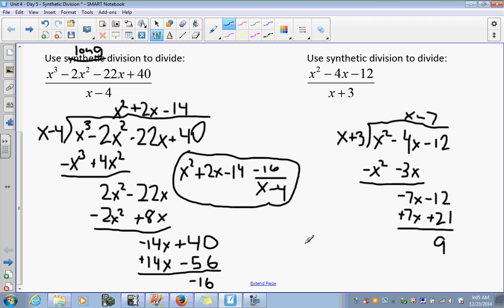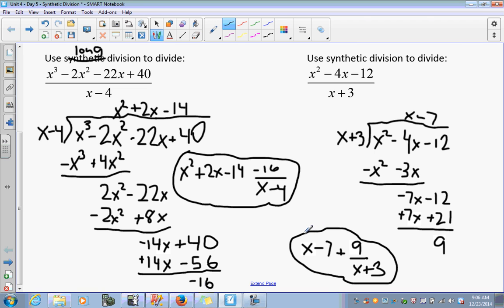And the way we would write that is x minus 7. But then we put in our remainder of 9 plus 9 over our divisor of x plus 3. And that is our answer. Again, these are the same answers we received when we did our synthetic division.